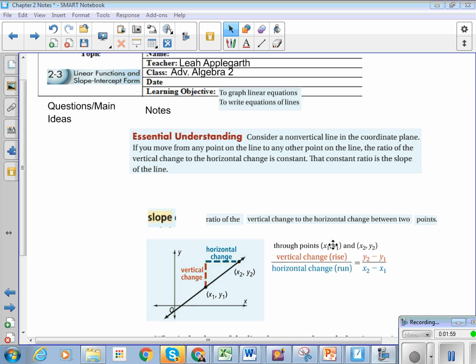So if we label those 2 points x1, y1, and x2, y2, it looks like this. Vertical change, or rise, over horizontal change, or run, which also could be written as y2 minus y1 over x2 minus x1. So you get slope in word form for my English admirers, slope in picture form for my visual learners, and then you get it in ratio form for my really mathy people.